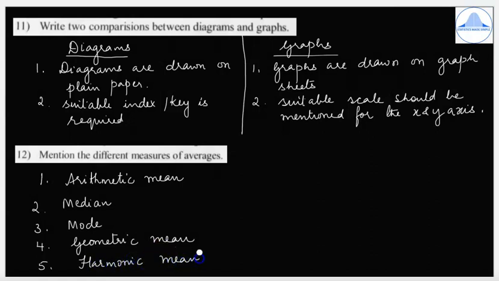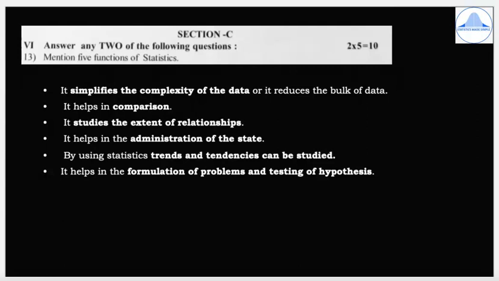Because the question says mention the different measures of averages, it is preferred that you write all the 5 measures of central tendency. So moving now to section C. Section C comprises of 5-mark questions, and the 6th main, answer any 2 of the following questions. So the 13th question, mention 5 functions of statistics.